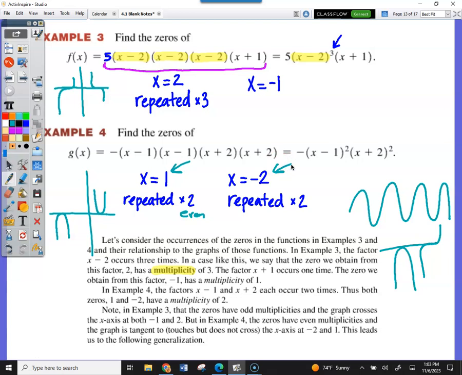Okay? Yes? What, is it repeated like 5 times? Yeah, that'd be odd. I think it just goes with how long it stretches out. But we're not getting into that. I'm just looking for you to be able to say if it either bounces or crosses.